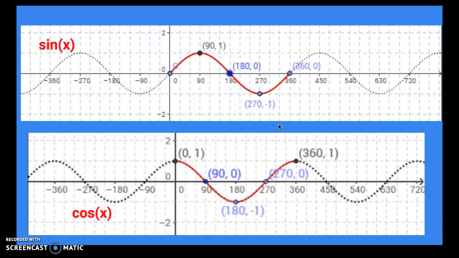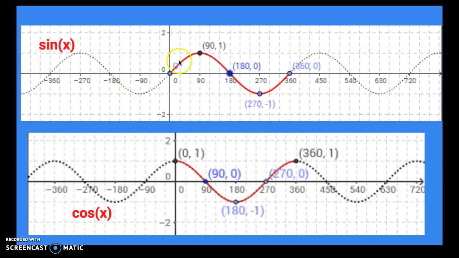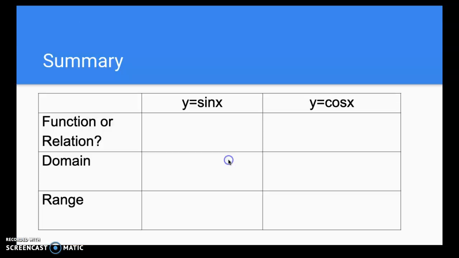So if we look at the summary of these two, the sine x graph and the cos x graph, are these functions or relations? Well, if we look at the graph, remember, if we take a vertical line through a graph, it's never going to touch this curvy line in more than one spot as we move a vertical line through the graph. Same here. That means these are functions.